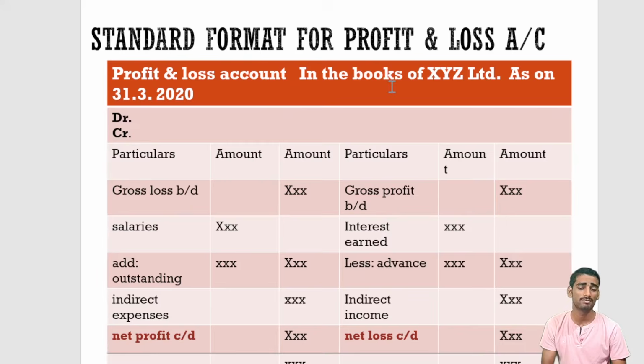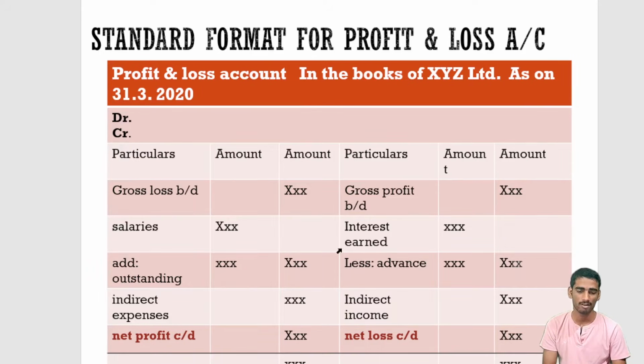So this I have already discussed for the trading account too, okay? So similar to that, here you have to write just profit and loss account in the books, in the company name, or whatever is given in the question, XYZ Limited as on 31/3/2020. Again saying guys that your financial year ends at 31st March, okay, and begins at April, okay? So be careful in doing this.